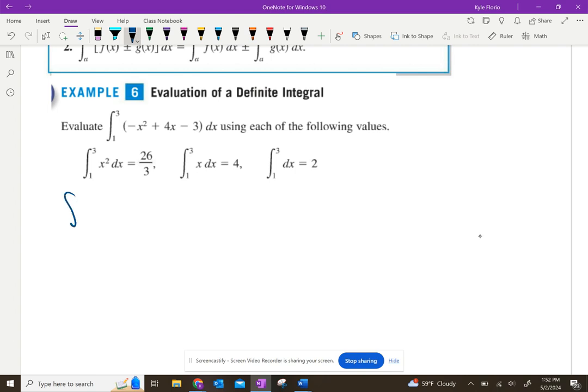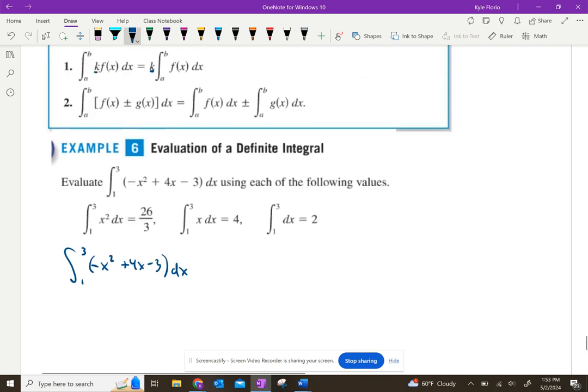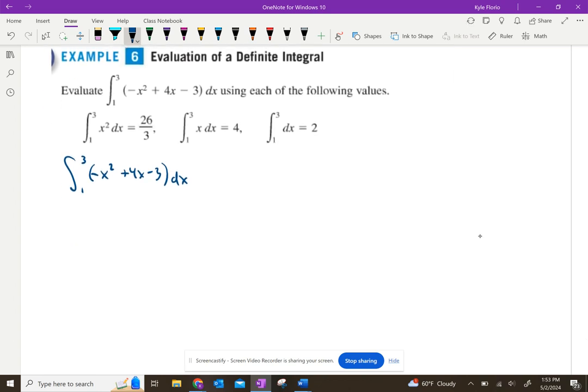So we're asked to evaluate the definite integral of this function from 1 to 3 using the given information that we're going to use. So I'm going to use that first property that says I can take an integral of a sum of functions and break it up as a sum of integrals. Even though I have 3 here, I'll just break it up into 3. So I'm going to break it into my first function plus the integral from 1 to 3 of my second function minus the integral from 1 to 3 of my third function.